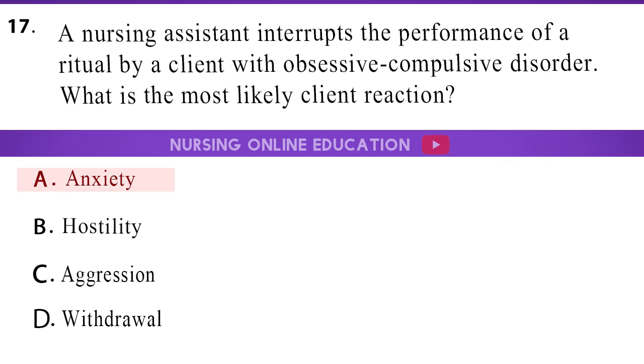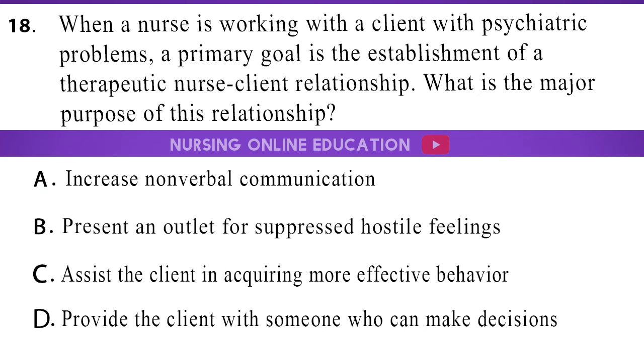The answer is option A, anxiety. 18. When a nurse is working with a client with psychiatric problems, a primary goal is the establishment of a therapeutic nurse-client relationship. What is the major purpose of this relationship? A. Increase nonverbal communication. B. Present an outlet for suppressed hostile feelings. C. Assist the client in acquiring more effective behavior. D. Provide the client with someone who can make decisions.